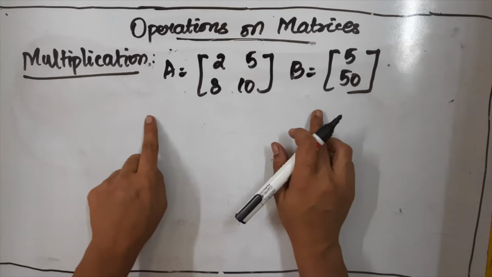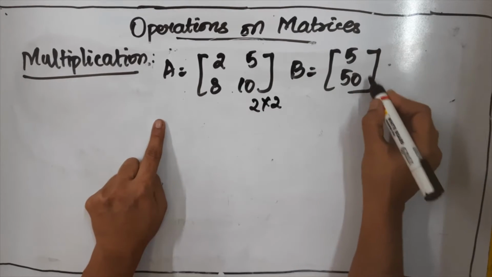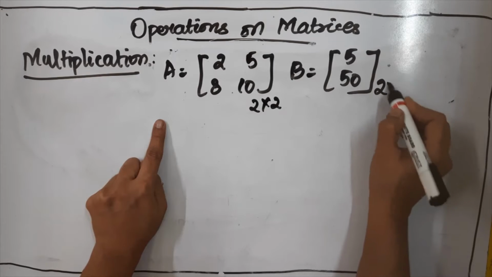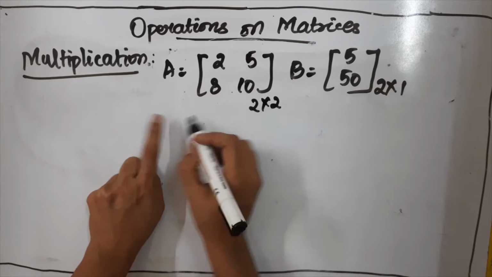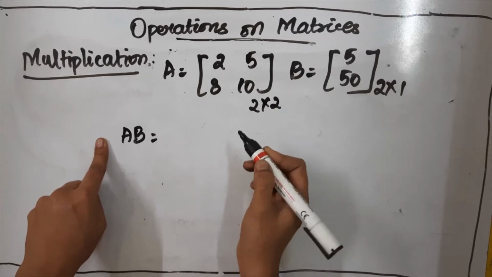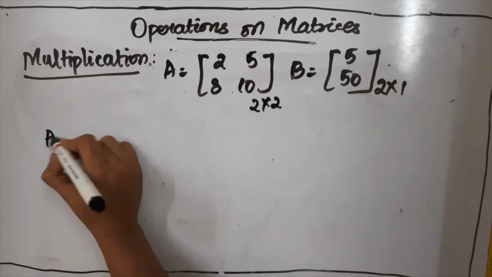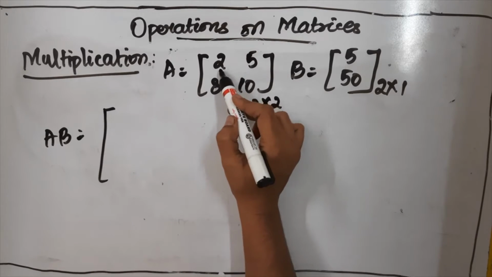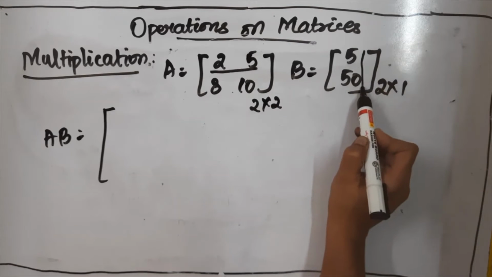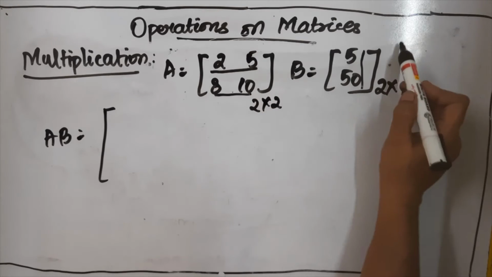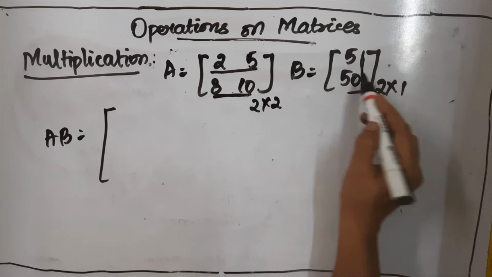So multiplication of two matrices. This is a 2 by 2 matrix, 2 rows and 2 columns. This is a 2 row and 1 column matrix. So how do we solve this? While we do the multiplication of AB, we will first multiply the first row with the first column, and then the first row with the second column if it has, but it doesn't have, so then the second row with the first column.